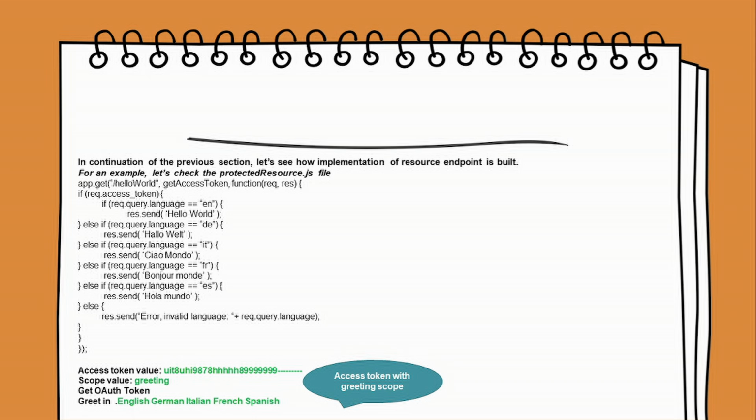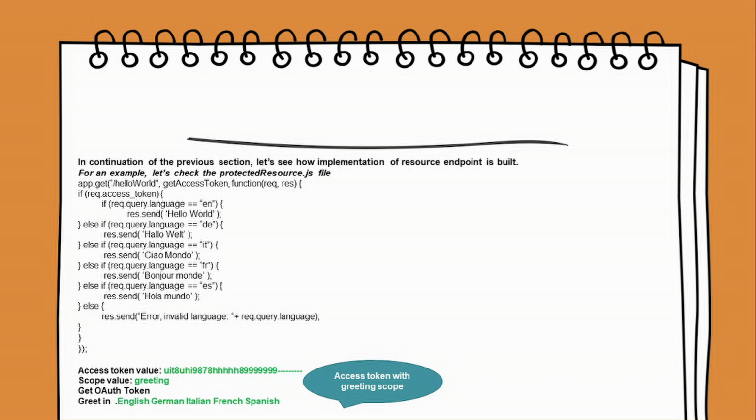So if request.access_token is present, let's put in the condition. If the request query language equals en, that is English, then the output is result.send hello world. Same thing for de in the else if, for German, so it will greet the user in German. Whatever languages we are supporting here, if the user asks for a greeting in one of them, we greet in that language. But in the else condition, if the language is invalid, we give an error: invalid language.